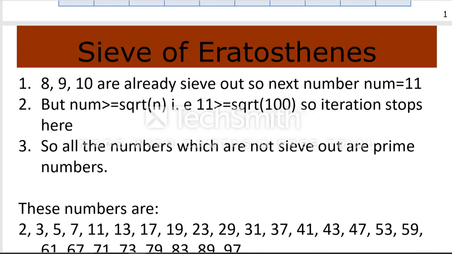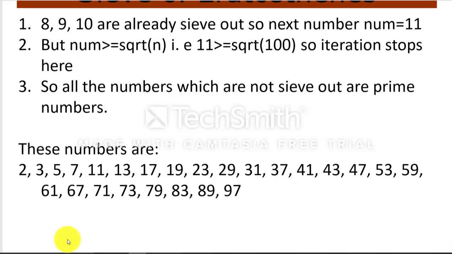So you can check. 8, 9, 10 are already sieved out. So the next number is 11, and 11 is greater than or equal to the square root of n. So stop the iteration. So all the numbers which are not sieved out are your prime numbers. So check your picture. 2, 3, 5, 7, 11, 13, these are not sieved out. 17, 19, 23 up to 97. So these are all your prime numbers remaining in the sieve. So this is the method.